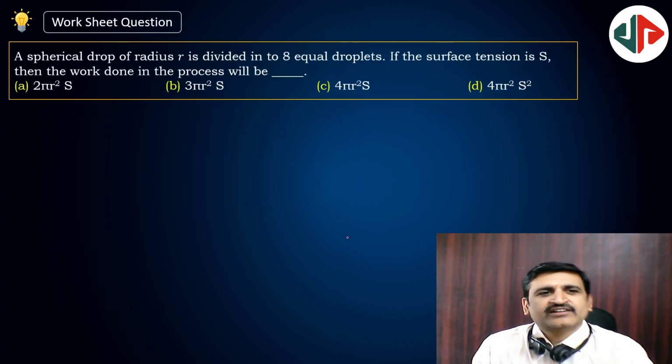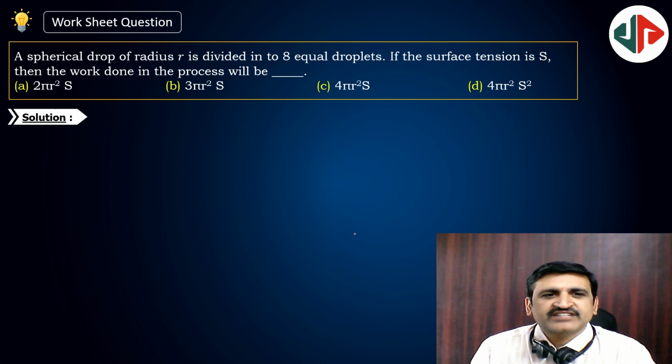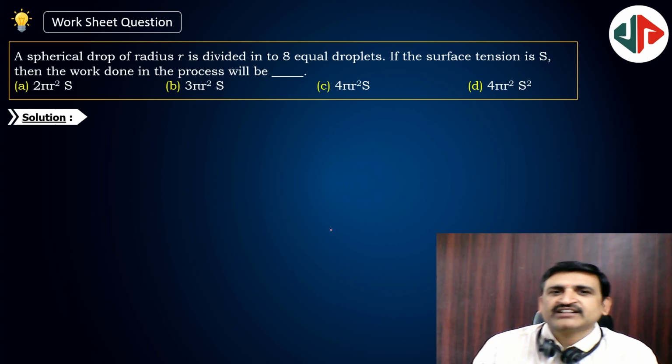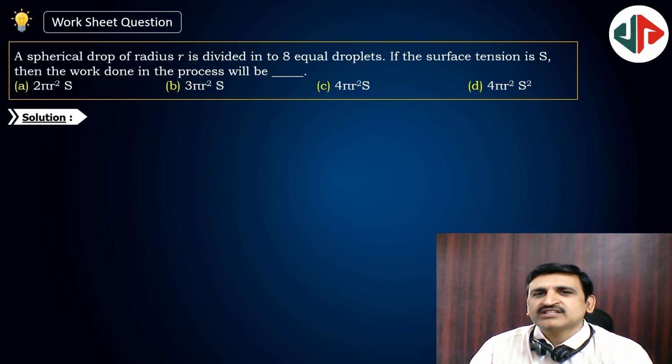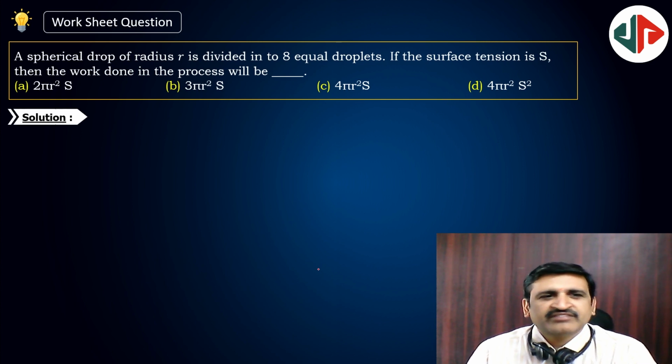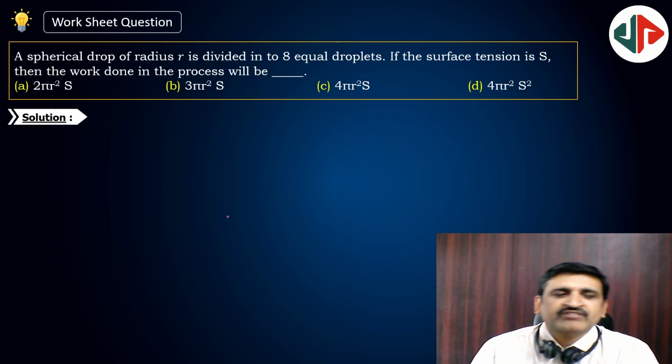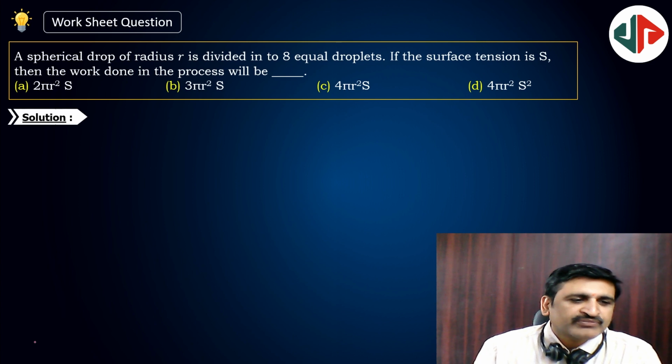A spherical drop of radius r is divided into 8 equal droplets. That means you need to do some work in dividing the droplet into smaller ones. If the surface tension is S, sometimes you will give T, sometimes S, not an issue. Then the work done in the process will be: work done is equal to surface tension into change in area. That is the basic logic.